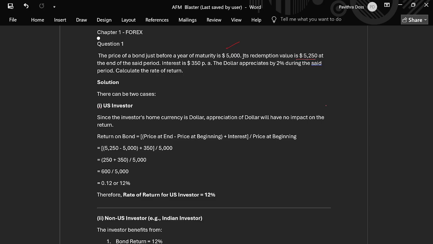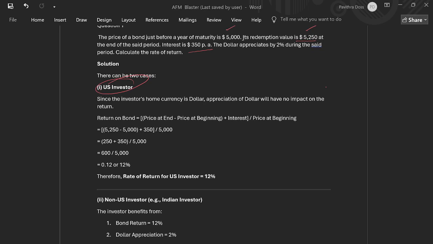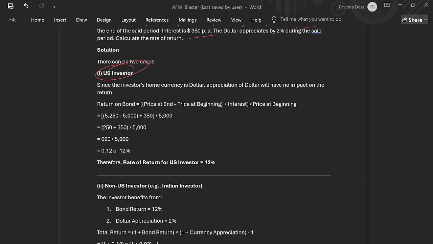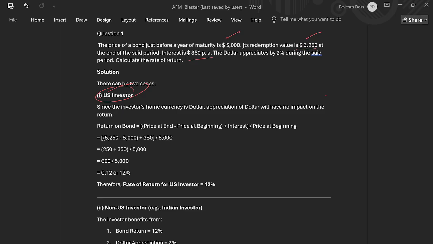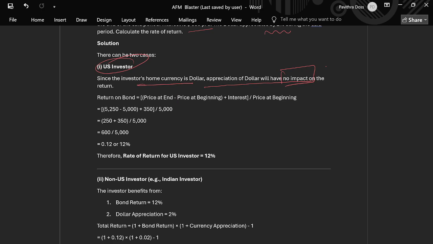So we are given the opening value, the closing, and also the interest that is received or accrued, right? So there are two situations we are required to observe. One is when the investor is a US national and when he is a non-US investor. For a US investor, whenever the dollar appreciates, it is not going to have an effect, since it's the home currency. The appreciation in dollar is going to have no impact on the return. So this is not going to have any impact at all.